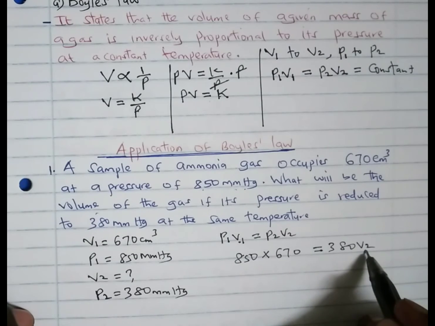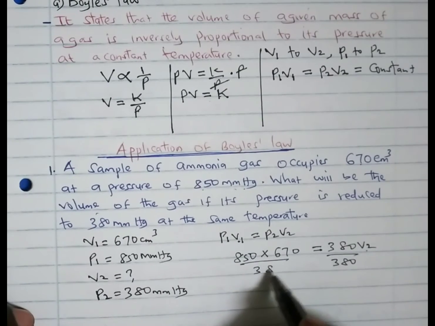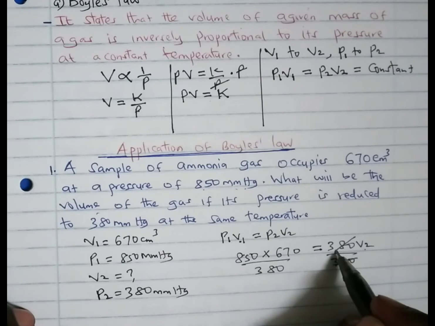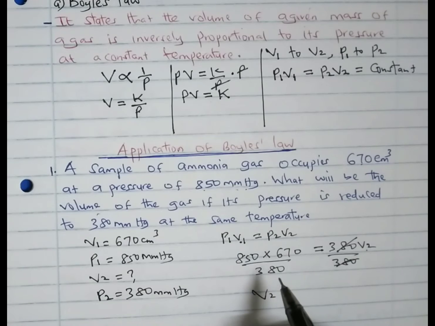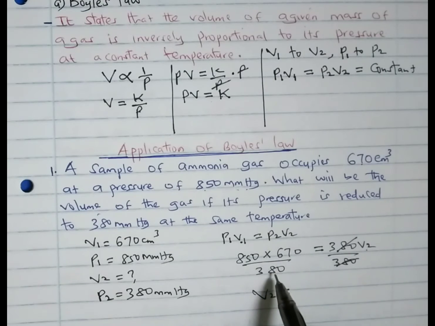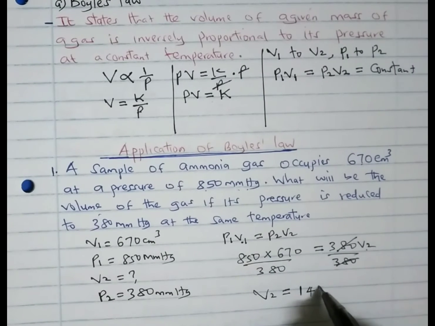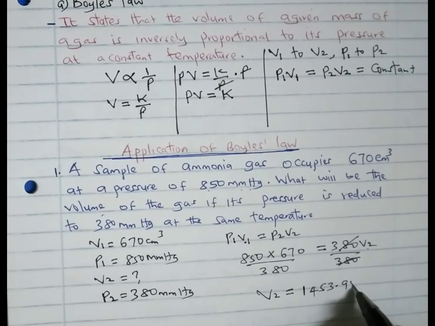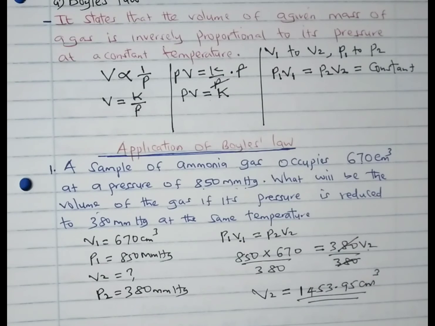If you want to get volume 2, we divide both sides by 380. 380 and 380 will cancel, giving us volume 2, and volume 2 will be equal to 850 multiplied by 670. You divide by 380, and this gives us 1453.95 centimeter cubic as the answer to this particular question. Let us look at another example.